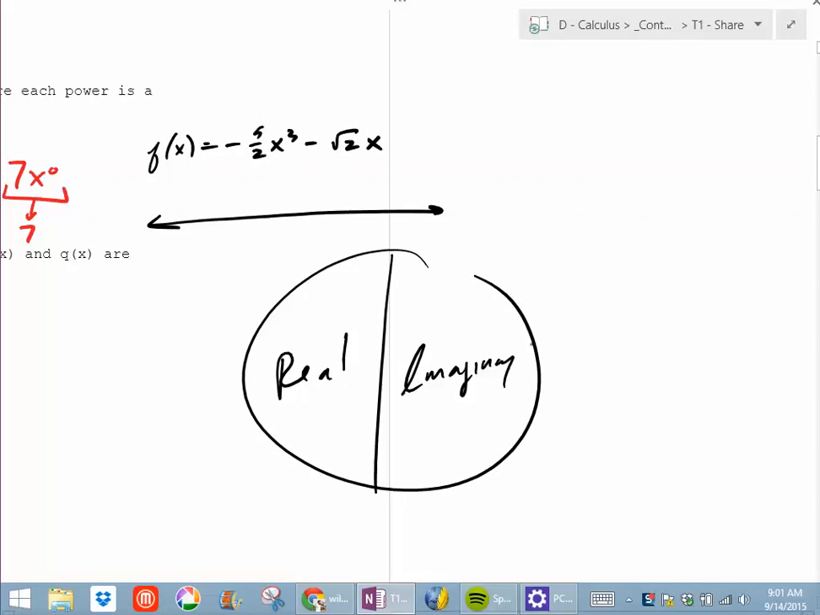Anybody know what that whole set is called? Anybody know? No bonus question? Begins with C. I'll write it slowly. C-O-M.